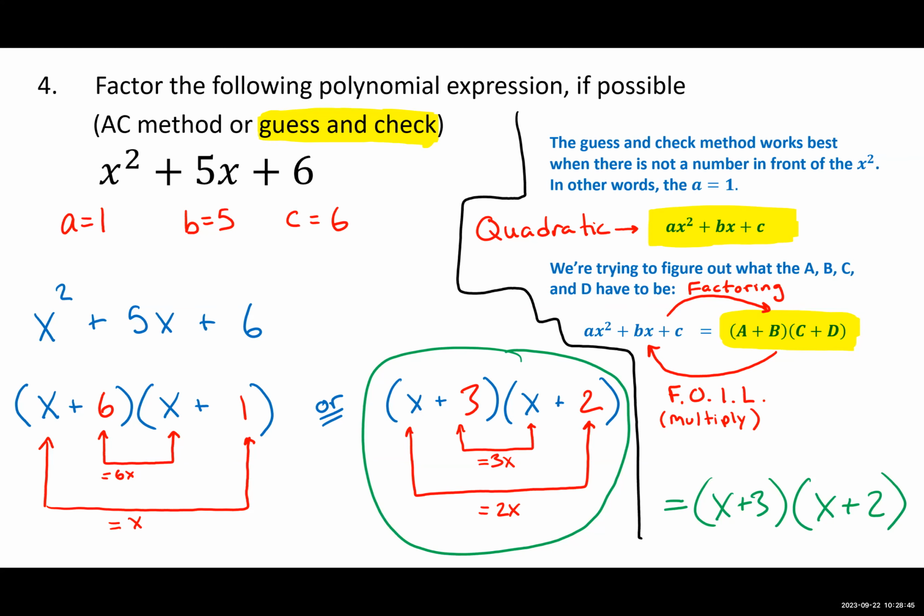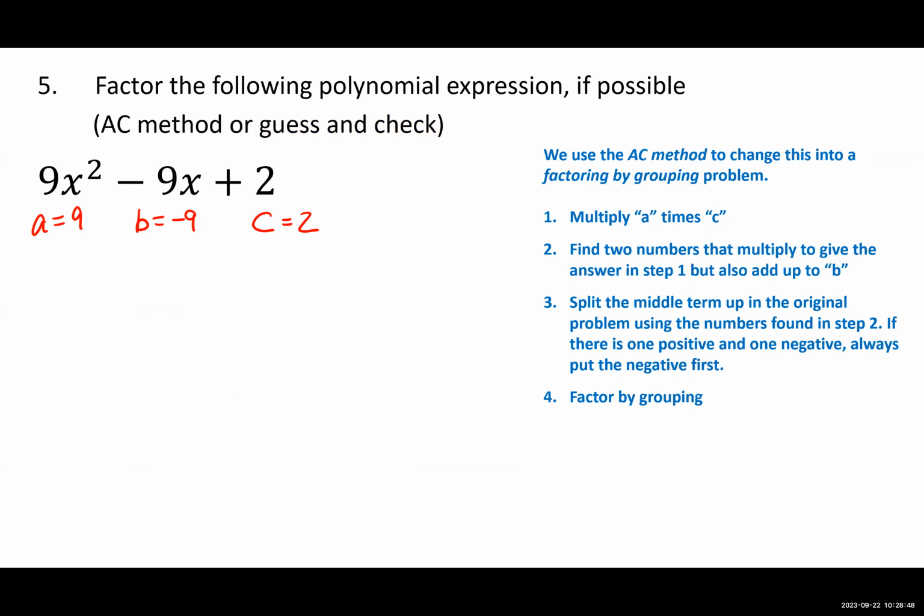In the next problem, 9x squared minus 9x plus 2, well, now there's some more options here. There's actually like 8. If we were to use guess and check method, there'd be about 8 different possible answers, and you definitely don't want to check all 8. So we're going to take a slightly different approach. I'm going to go back a couple of slides.